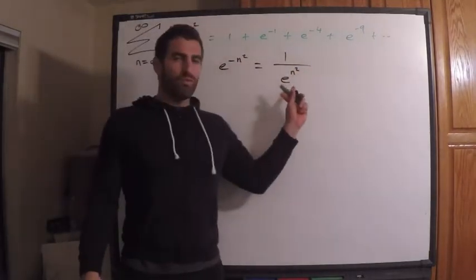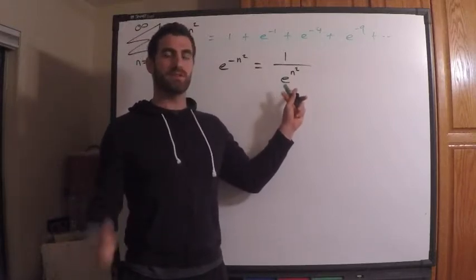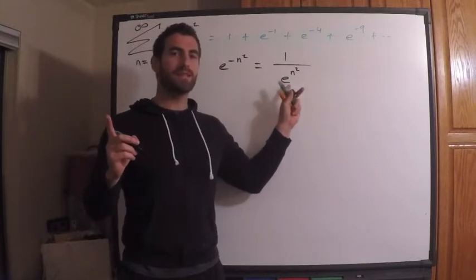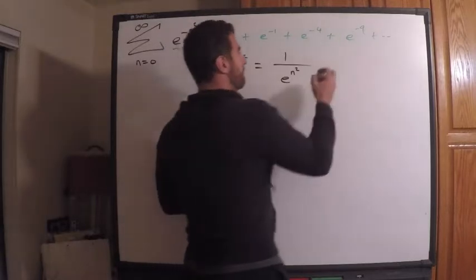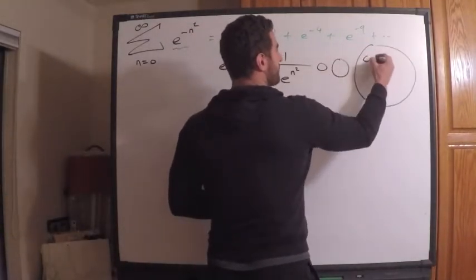Alright, so think p-series. If this is 1 over n squared, it absolutely converges. Now ask yourself, what grows faster, n squared or e to the n squared? This is an exponential expression. They grow pretty fast. So I'm thinking to myself, maybe it converges. Here's me thinking to myself, converges.